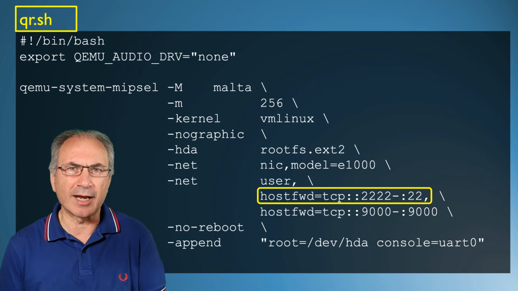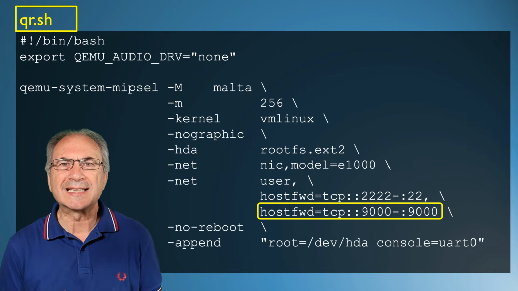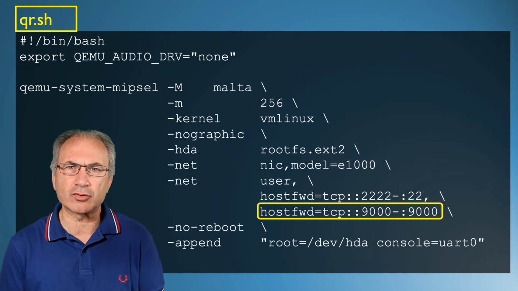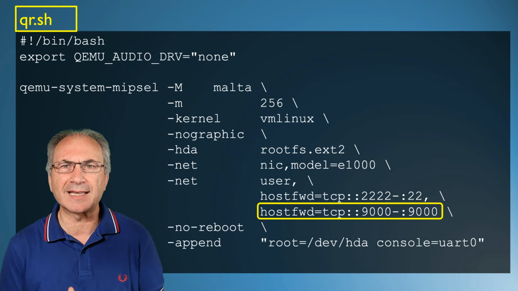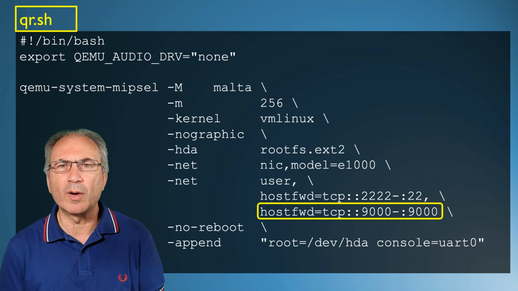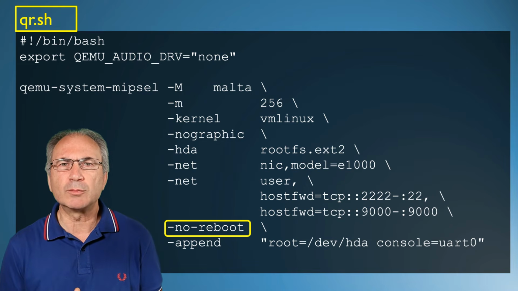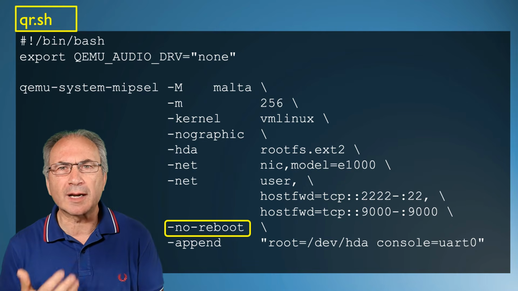We have to assign a non-empty password to root to allow SSH connection. The other hostfwd option tells QEMU to accept a connection on port 9000 and to forward it to the same guest port. This will be used to allow a GDB connection to the GDB server running inside the guest. The -no-reboot option tells QEMU to not reboot the machine when it is halted, but to terminate instead.